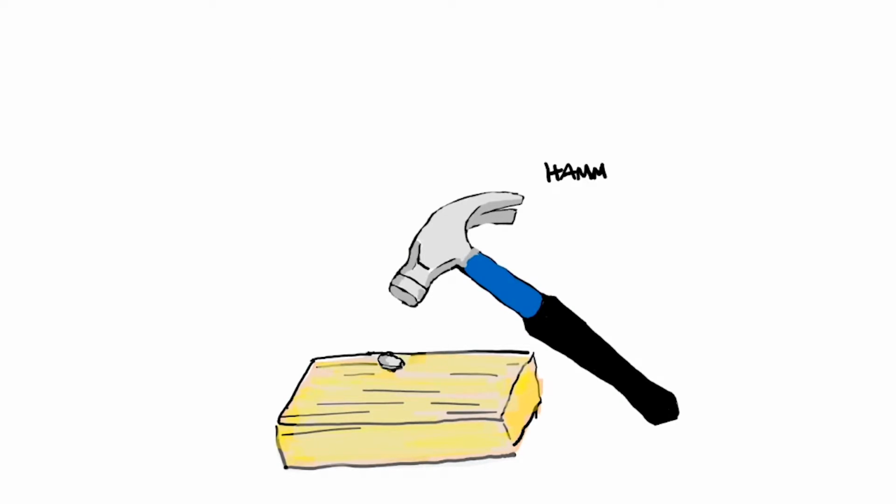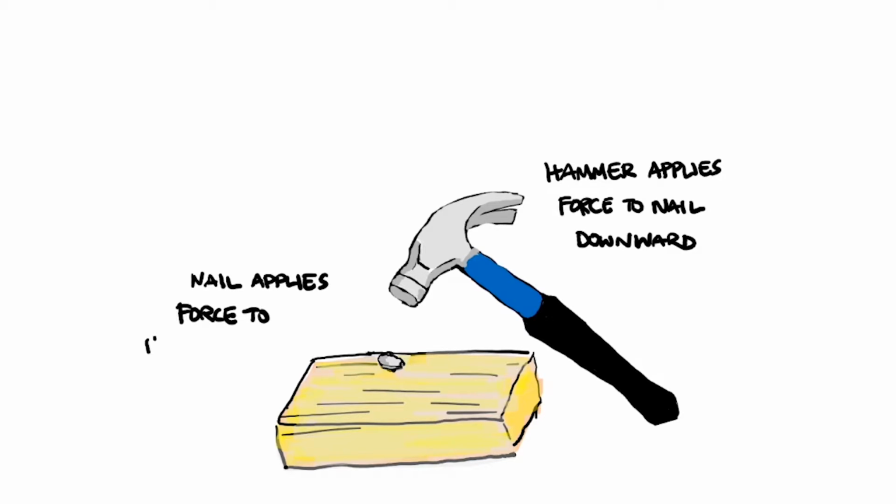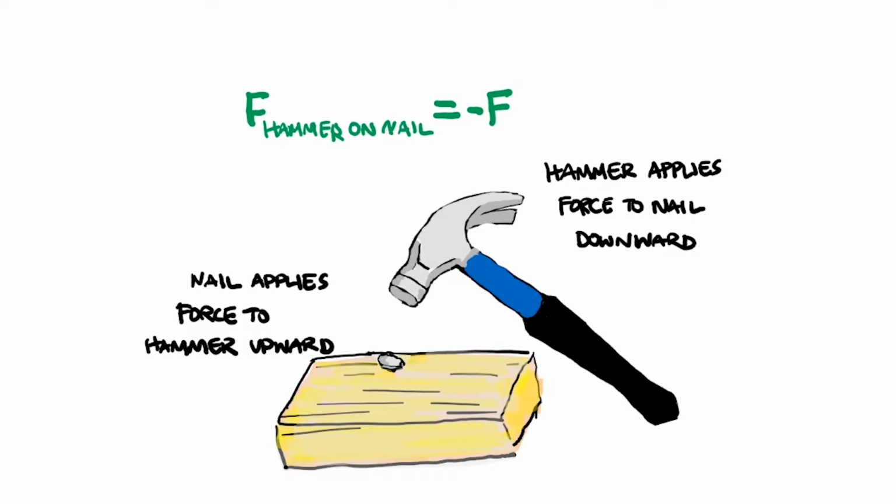So when the hammer applies a force to the nail downwards, the nail applies an equal force to the hammer in the opposite direction, upwards. We can write this as F sub hammer on nail is equal to negative F sub nail on hammer. Remember, force is a vector, so the negative indicates the direction of the force. This law holds true for every single force.